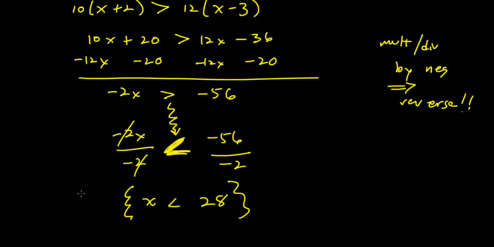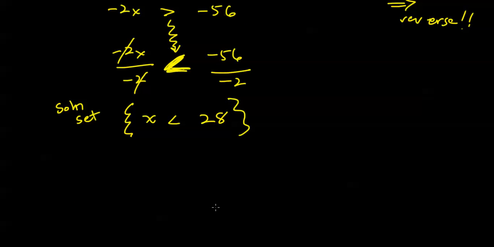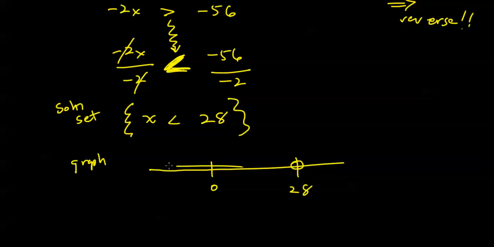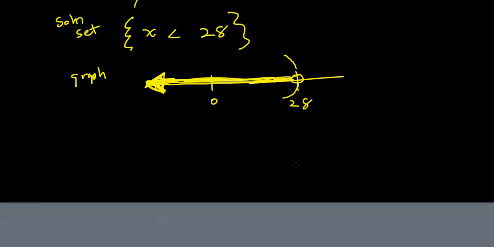Alright, so here is my solution set. X is less than 28, and as a graph of my solution set, I'll show all numbers on the number line. Less than 28 means left of 28. I'll put an open circle at positive 28, shade all values to the left, and again our author might use an open parenthesis here to show an open set on the right edge. Alright, let's do a couple more here. We'll call it a day.